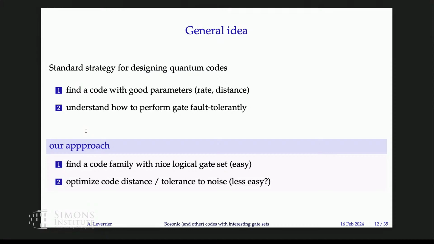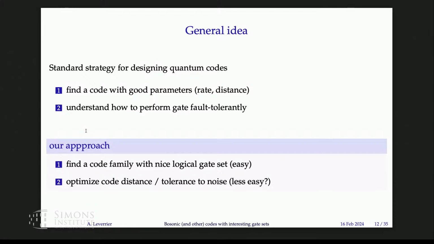And here the approach is completely opposite. First, we want to find a code family. "Code" is in quotes, because again, it's not necessarily a code that will have a good distance, but we want to find a code family which has nice logical gates. This is really the first thing that we ask. And this I will explain, this is easy to do. There's a systematic way of doing this.